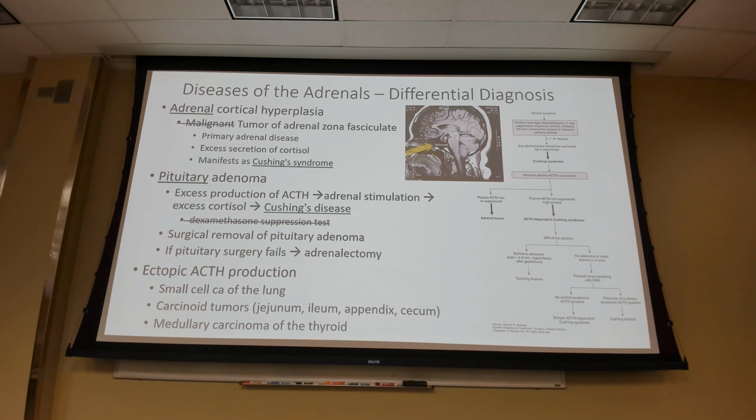We can also do a dexamethasone suppression test on patients to assess their response, which dexamethasone is a steroid. And then if we suspect it's in the pituitary, we can do pituitary surgeries to remove that lesion, or worst case, we can do an adrenalectomy, typically if the pituitary surgery fails. And then when we talk about small cell lung cancer, we can have ectopic ACTH production from one of those tumors. So it's always something we need to evaluate, especially in the right patient.